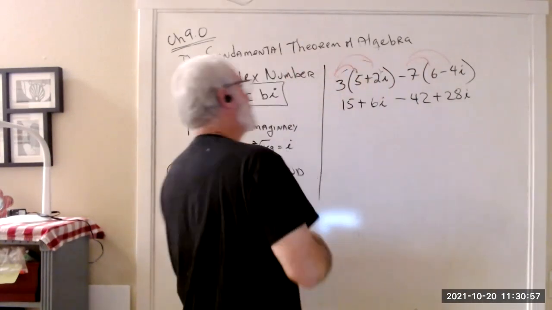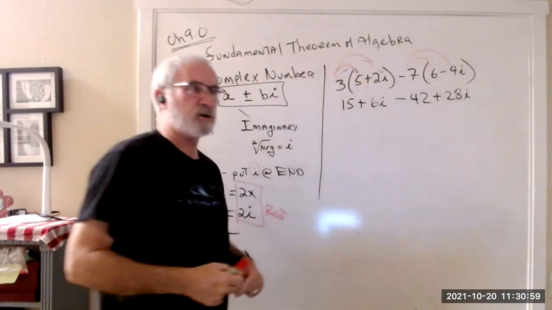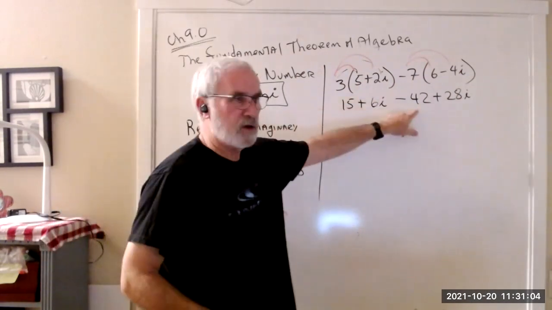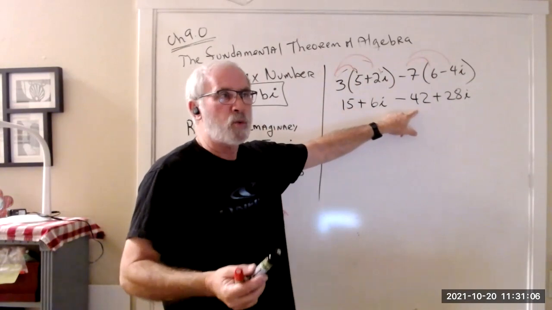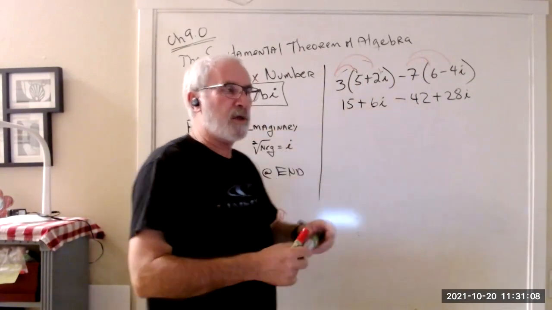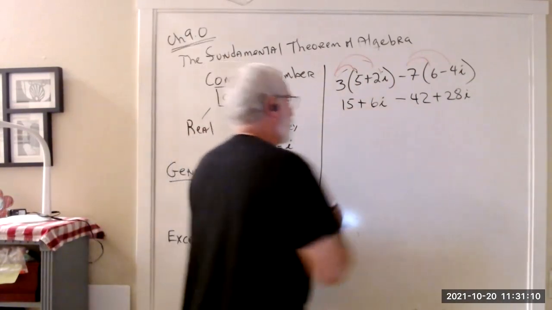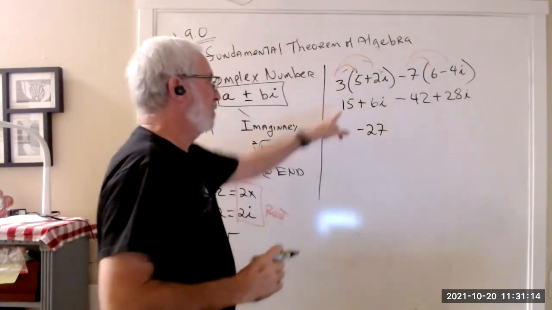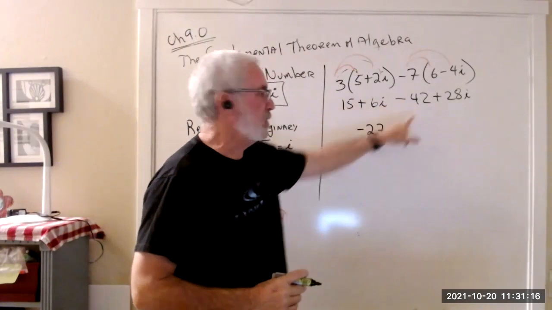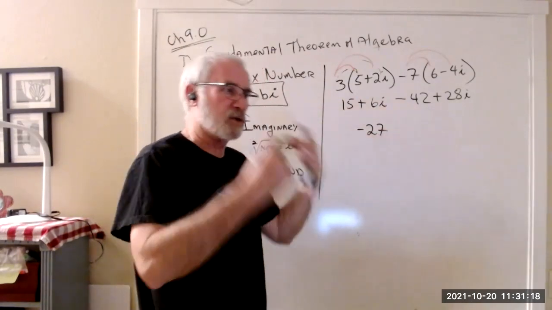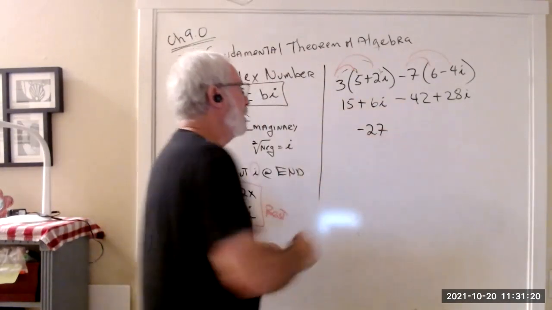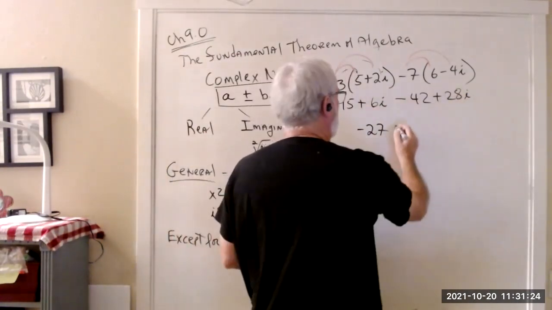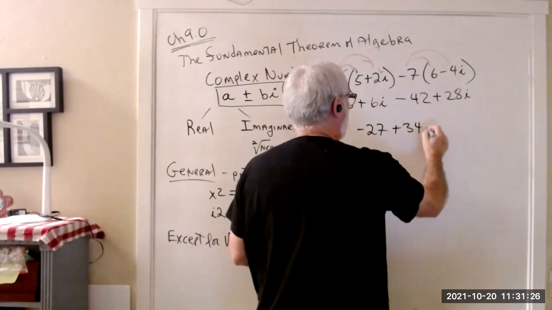Okay. And then we say, okay, are there like terms? Yeah. 15 and 42, those are real numbers, so they can be added together to make -27. 15 take away 42 is -27. That's the real number. 6i and 28i, that's the complex number. So plus 34 i's.